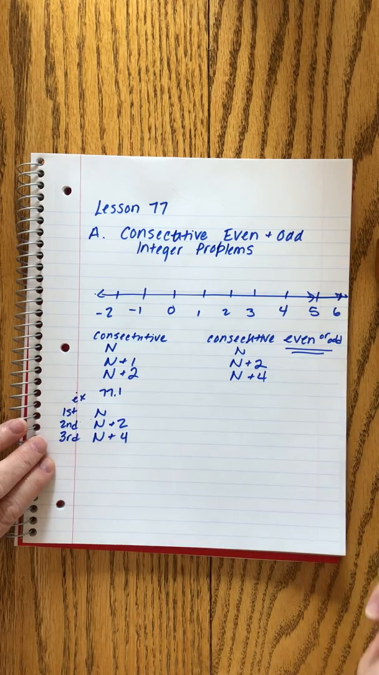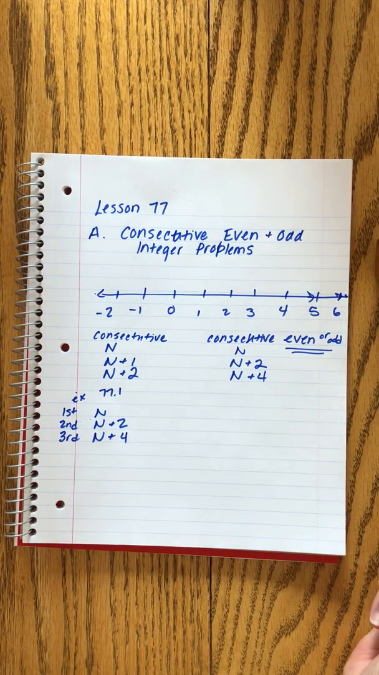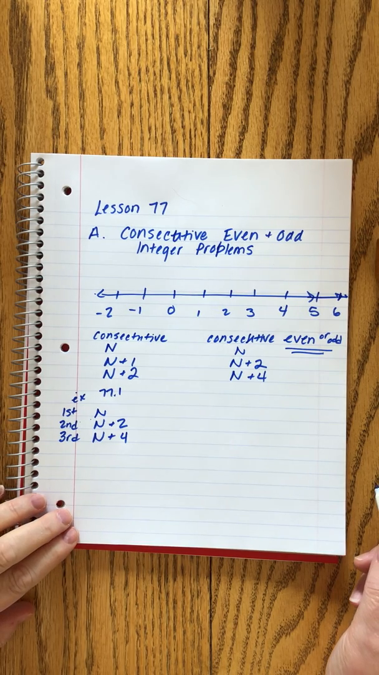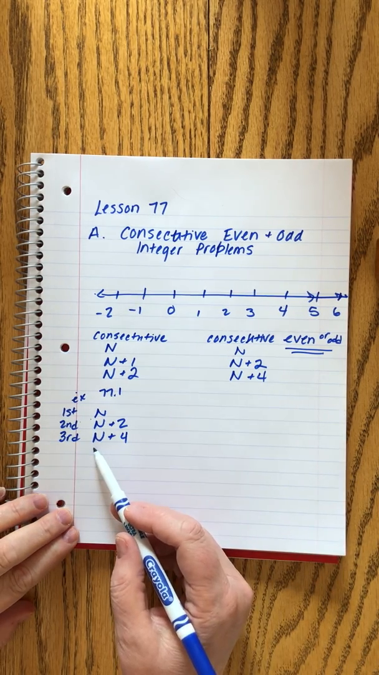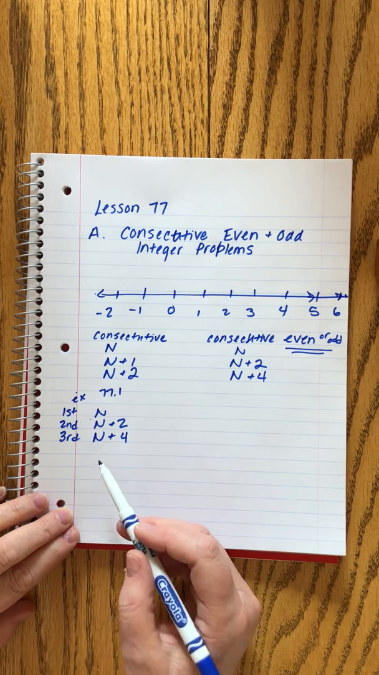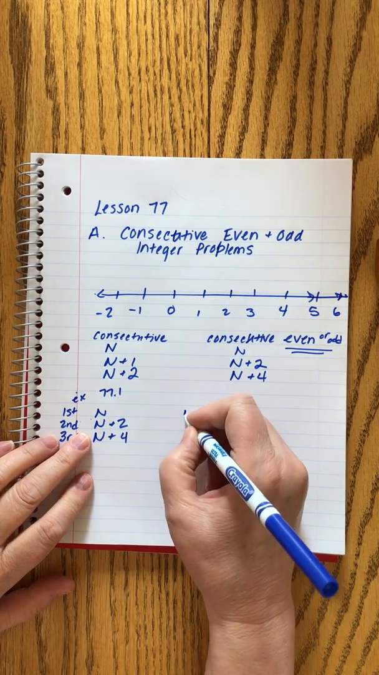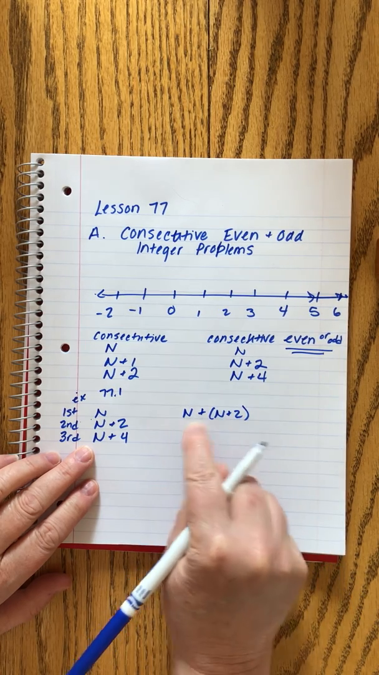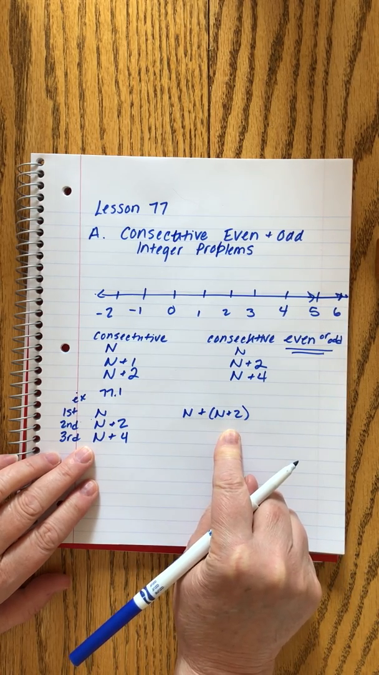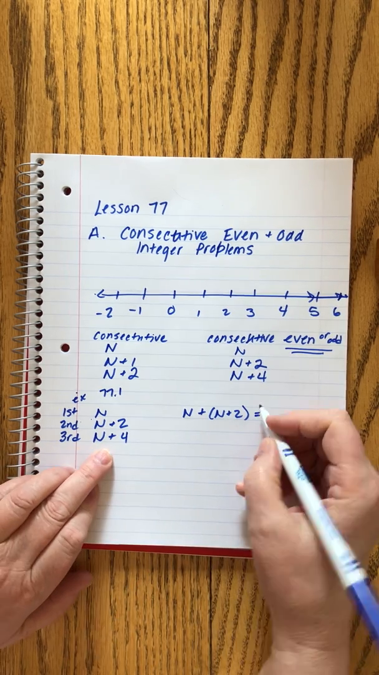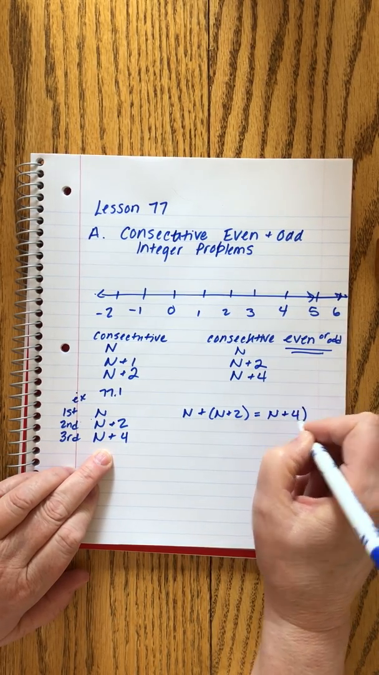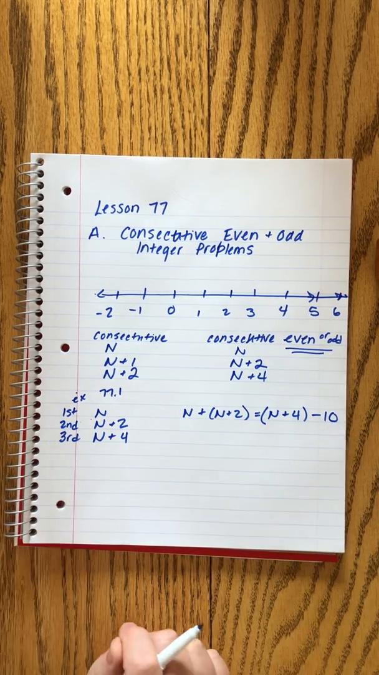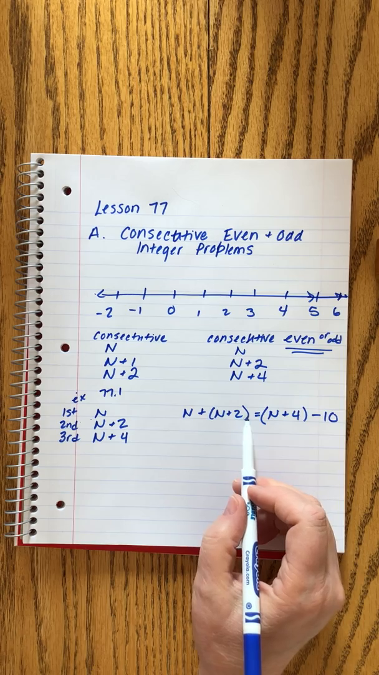My pen is actually jumping over. It was out of camera range, so you couldn't see it. Okay, now we can listen to the explanation. Find 3 consecutive even integers such that the sum of the first and the second, okay, so the first is n, the second is n plus 2, that's the sum of the first and the second, equals the sum of the third and minus 10. Okay?